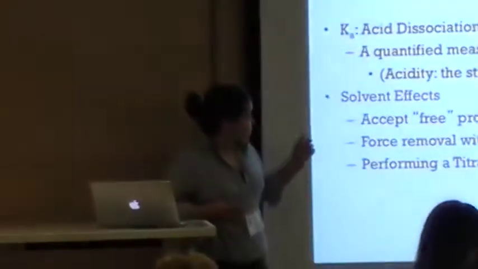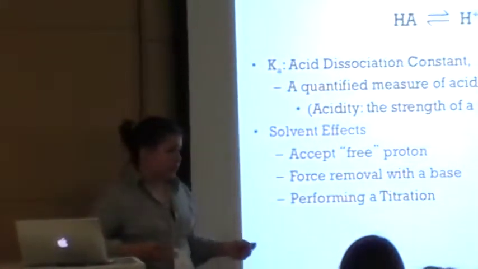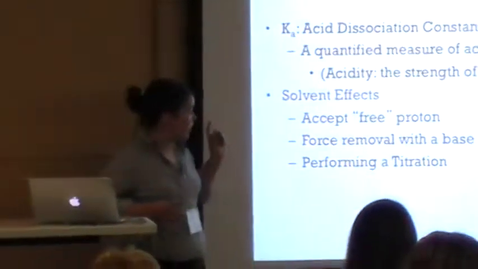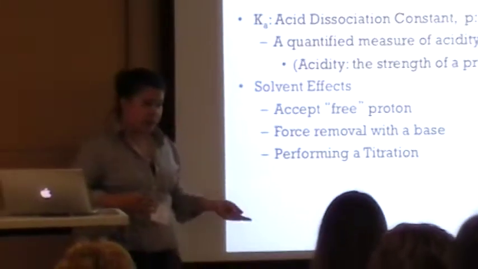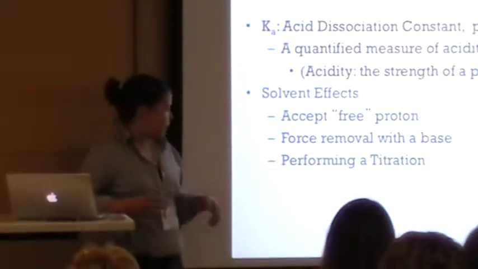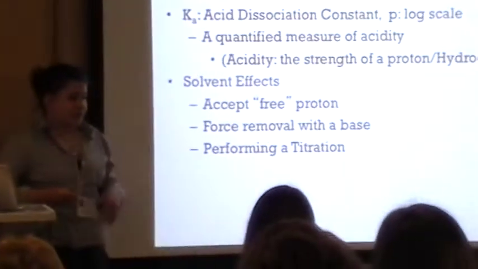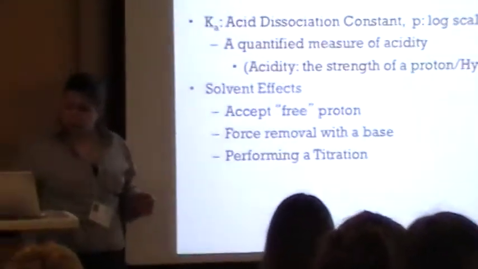And you can force the equilibrium to the right by adding base, because the base will go up to the protonated molecule and just take the hydrogen off. So we're forcing equilibrium to the right, and we're testing this acid's bond because we know which base we're adding. We have a name for this in chemistry. It's called a titration, when you add a base to test a hydrogen bond and an acidity of a molecule.